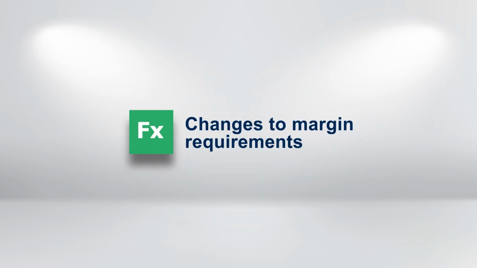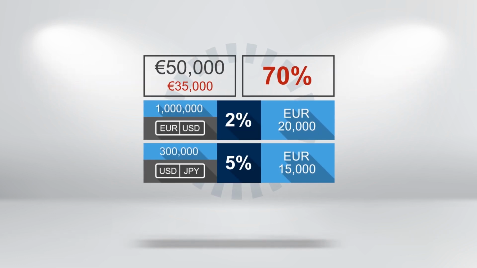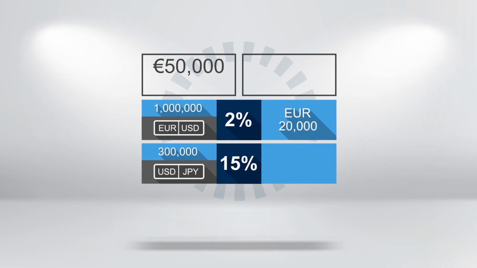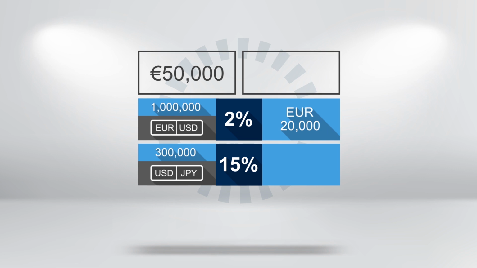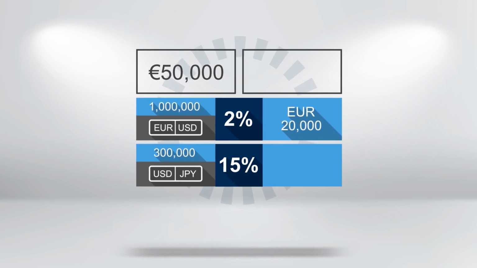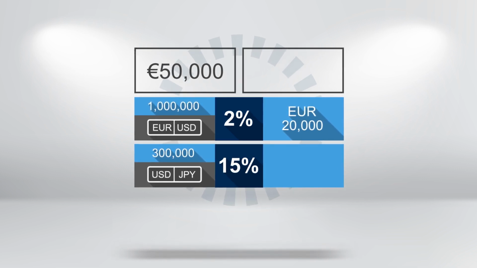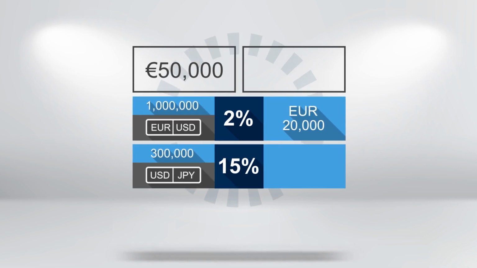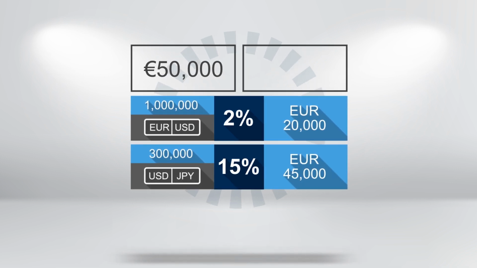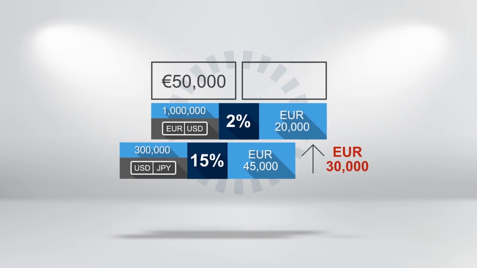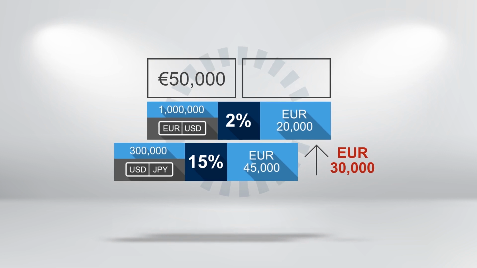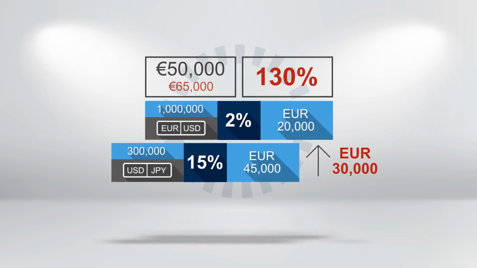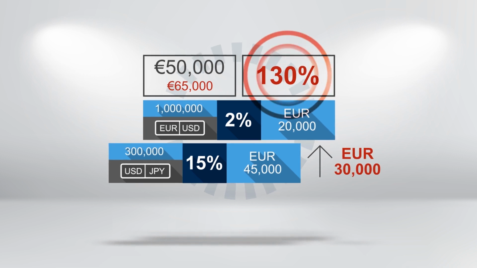Continuing our example, imagine a scenario where the dollar-yen margin requirement increased to 15%. For the sake of simplicity, let's assume that neither of the two trades has changed in value. A dollar-yen trade of 300,000 with a 15% margin equals 45,000 euros. This is a net change of 30,000 euros that the trader will have to provide as collateral.